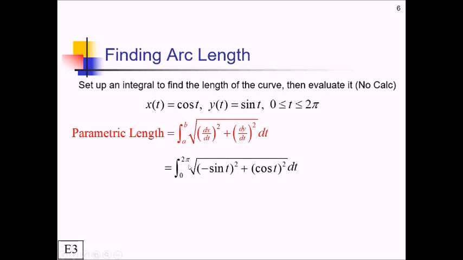So this is going to be the square root of sine squared plus cosine squared. Now this might tickle your memory a little bit because we know this is equivalent to 1 inside that square root. So that means the square root of 1 is 1, and we're just taking the integral from 0 to 2 pi of 1. This is essentially just a rectangle with a base of 2 pi and a height of 1. Well, that's just going to be an area of 2 pi.